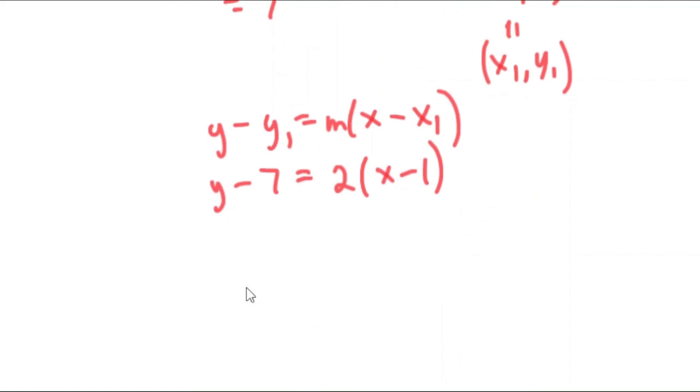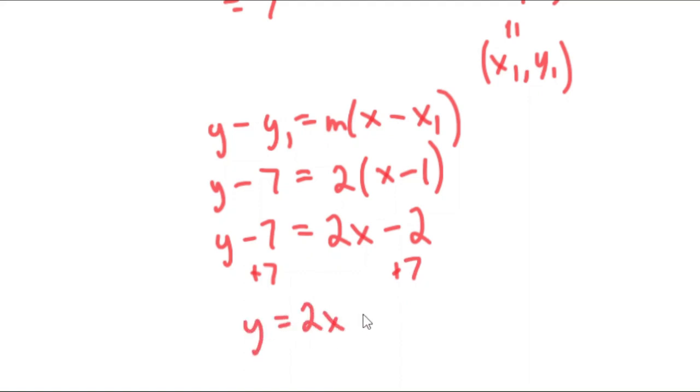Okay, now let's simplify this and put it in the form y equals mx plus b. So we're going to distribute the 2, first of all, 2x minus 2. And then we're going to add 7 to both sides. We get y equals 2x plus 5. Okay, so y equals 2x plus 5. That's the equation of the tangent line.